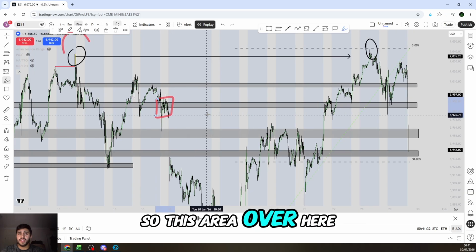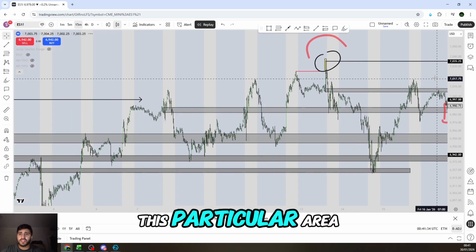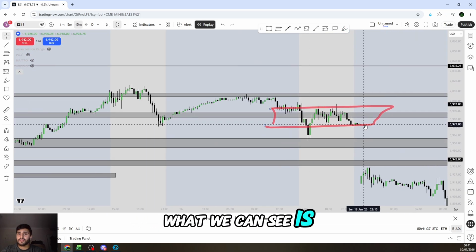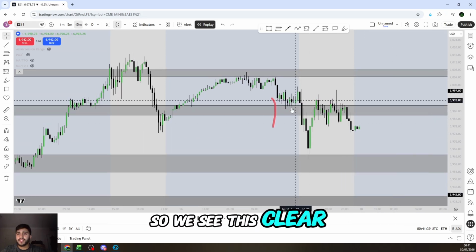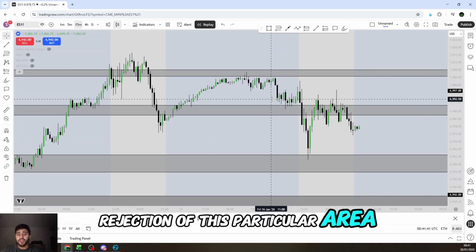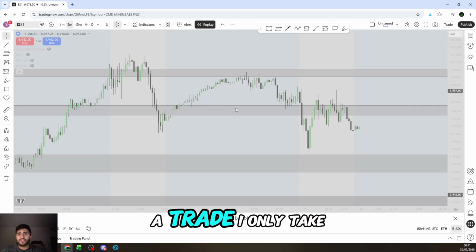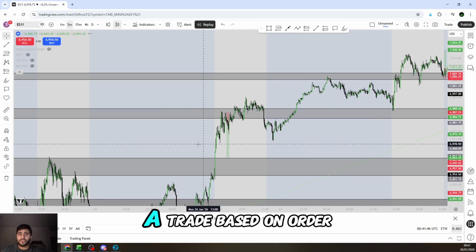So this area over here. Now, if we zoom into this particular area, what we can see is obviously lower prices, right? So we see this clear rejection of this particular area. Now, for me to take a trade, I only take a trade based on order flow.